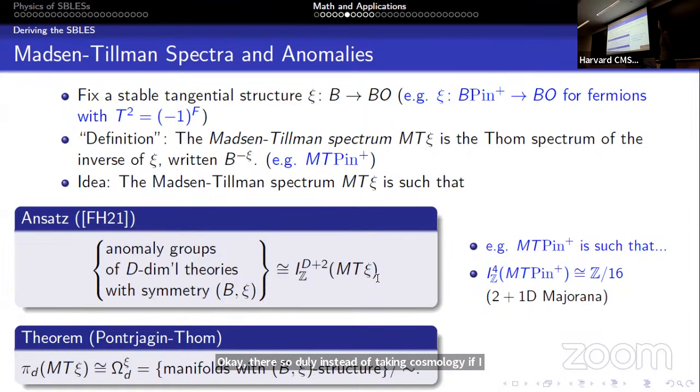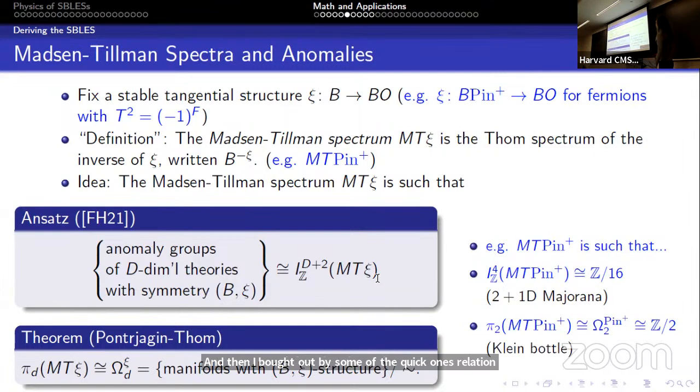And so if you've seen bordism groups, you know that the elements of bordism groups are classes of manifolds with particular tangential structure. And then I mod out by some equivalence relation given by bordism. So for example, if I looked at the second homotopy group of this spectrum, that's giving me the bordism group of pin plus manifolds that happens to be a Z2 and is generated by the Klein bottle.